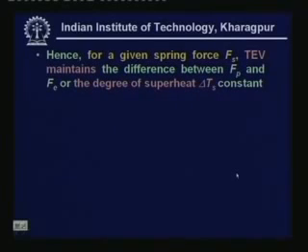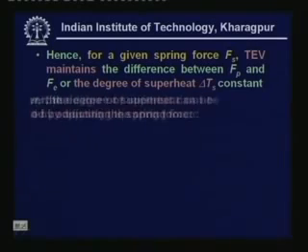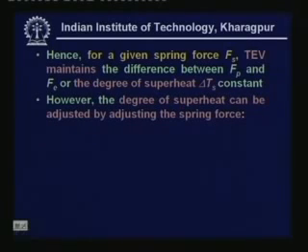So, for a given spring force Fs, the thermostatic expansion valve maintains the difference between Fp and Fe, or the degree of superheat delta Ts, constant always. However, the degree of superheat can be adjusted by adjusting the spring force. And we have seen that the delta Ts, that is the degree of superheat, is proportional to spring force Fs, which is equal to Fp minus Fe. So, if you increase the spring force, the degree of superheat increases. If you reduce the spring force, the degree of superheat reduces.